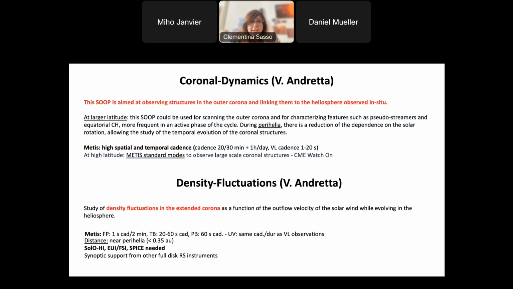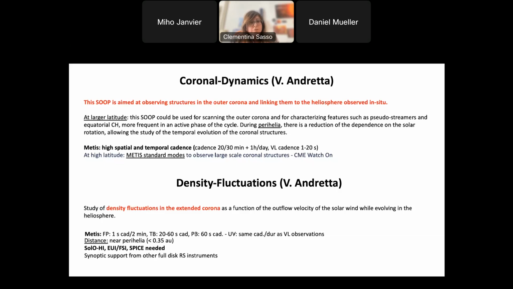Then the coronal dynamics, which aims at observing structures in the outer corona and linking them to the heliosphere observed in situ. It can also use the higher latitudes to scan the outer corona, looking for features like pseudostreamers and equatorial coronal holes, or during perihelia, since there is a reduced dependence on the Solar Orbiter rotation, to study the temporal evolution of coronal structures.